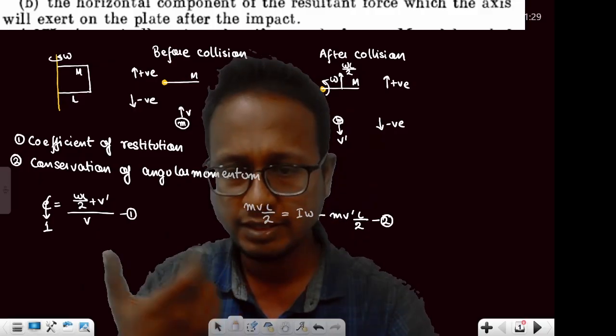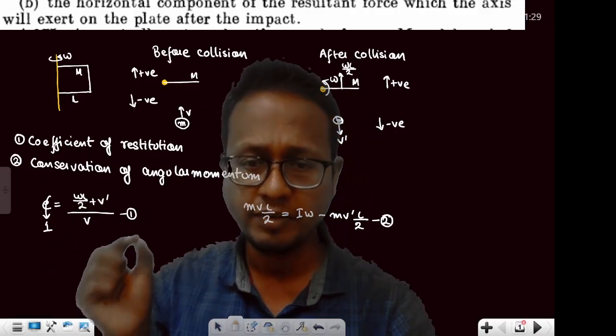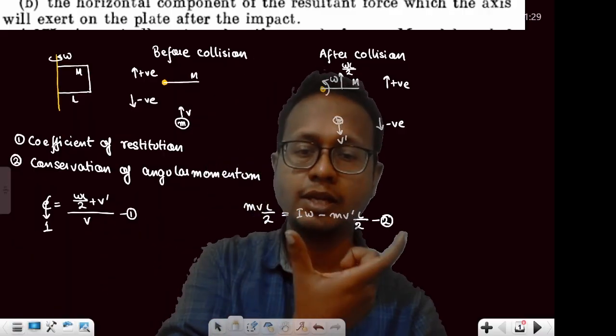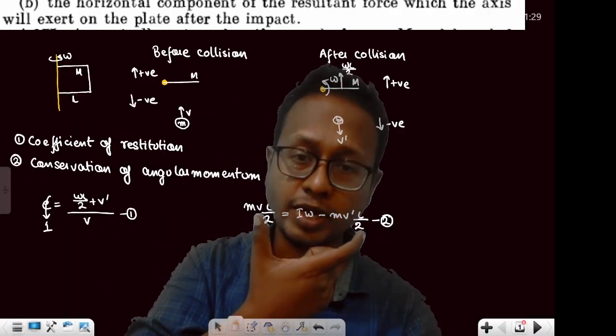How do I find out the value of v dash? See, what is the redundant variable here? The variable that is not needed. Omega. So somehow I have to isolate the value of omega from this equation and isolate the value of omega from this equation.